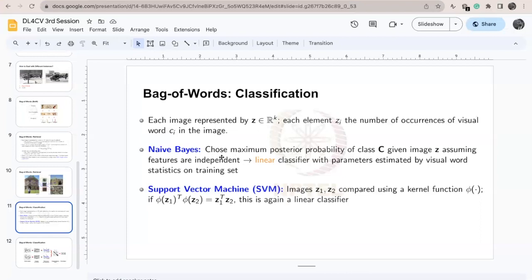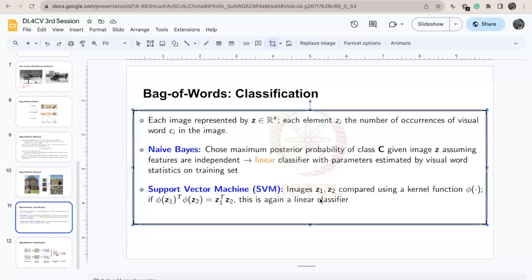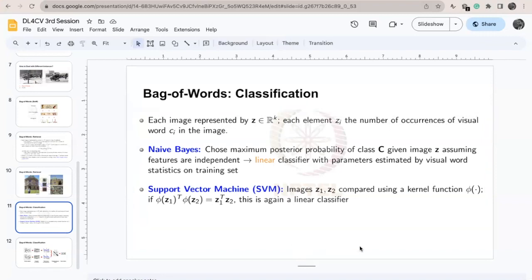And then you can choose some machine learning algorithms such as naive Bayes. What naive Bayes does is choose the maximum posterior probability of the class C given image g, assuming features are independent, and that means linear classifiers with parameters estimated by visual word statistics on the training set. Then support vector machines: we can take two images g1 and g2, compare using a kernel function like phi, and this is again a linear classifier for us.